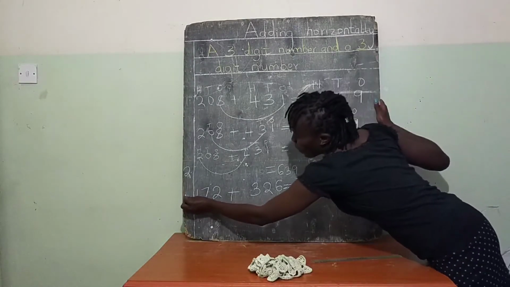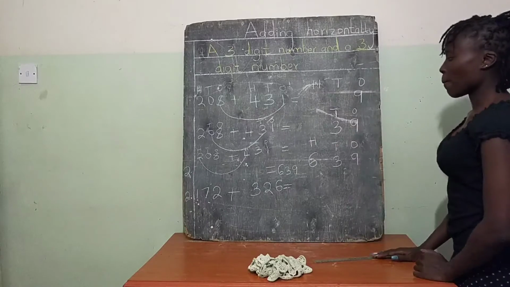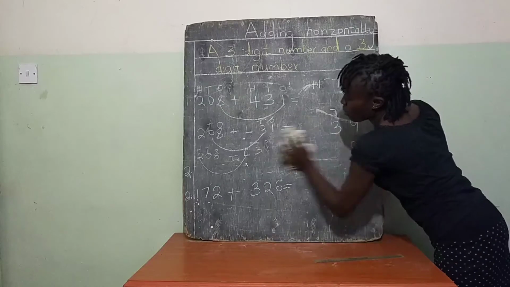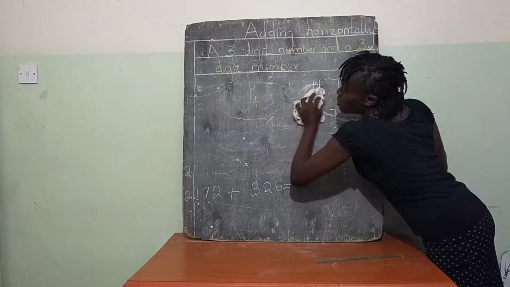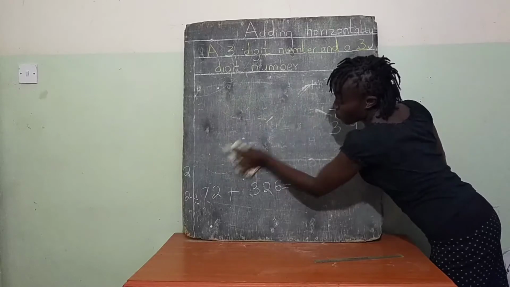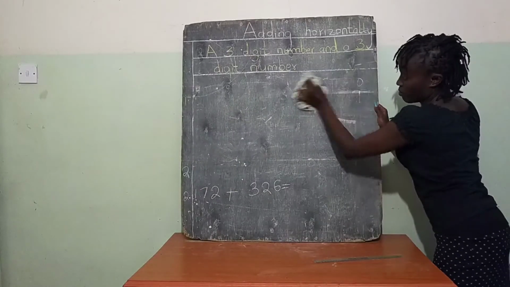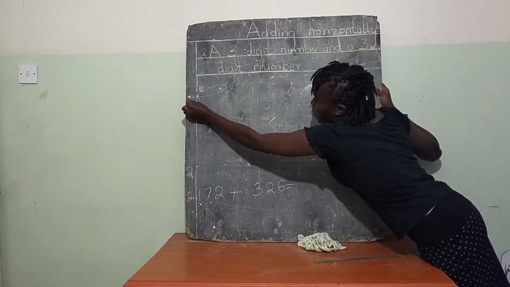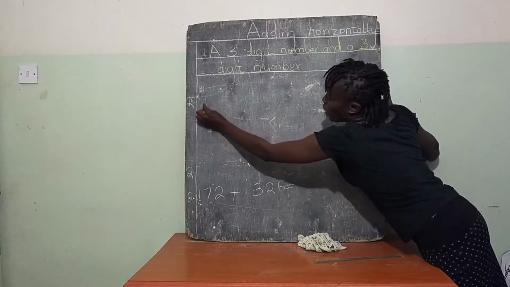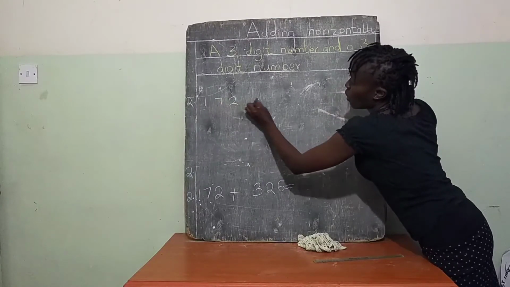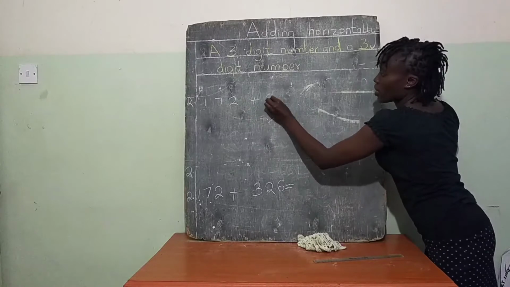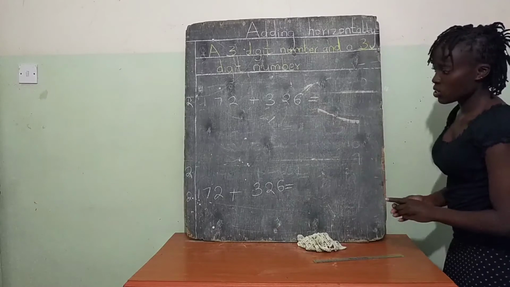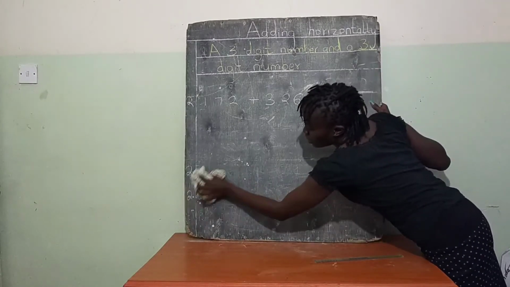Let us move on to our second number. We can rub the one that we've already calculated so that we can calculate this one. Our second number is 172 plus 326.